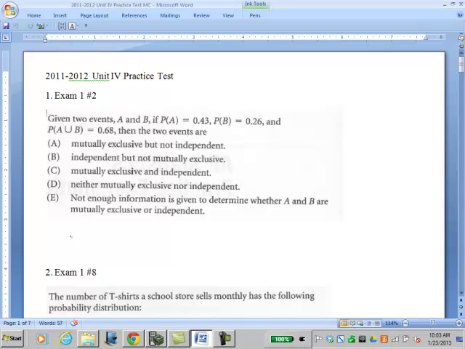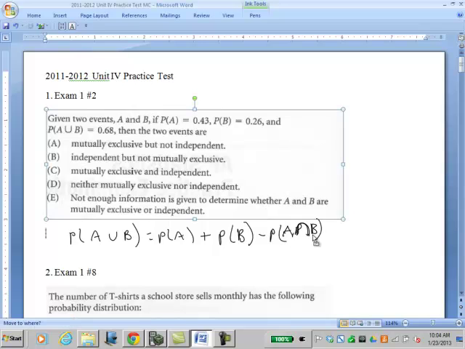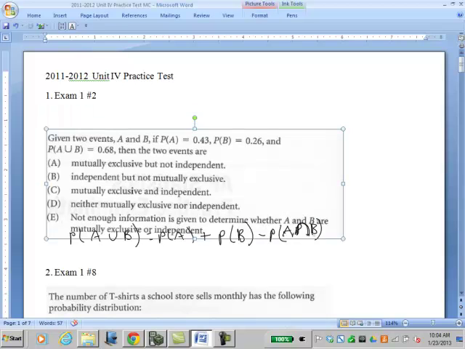You know that the probability of A or B, they tell you what that is. It's going to equal the probability of A plus the probability of B minus the probability of A and B. And this is the general addition rule, and this will be on your cheat sheet. Okay, so here's what you know. You know that A or B is 0.68.